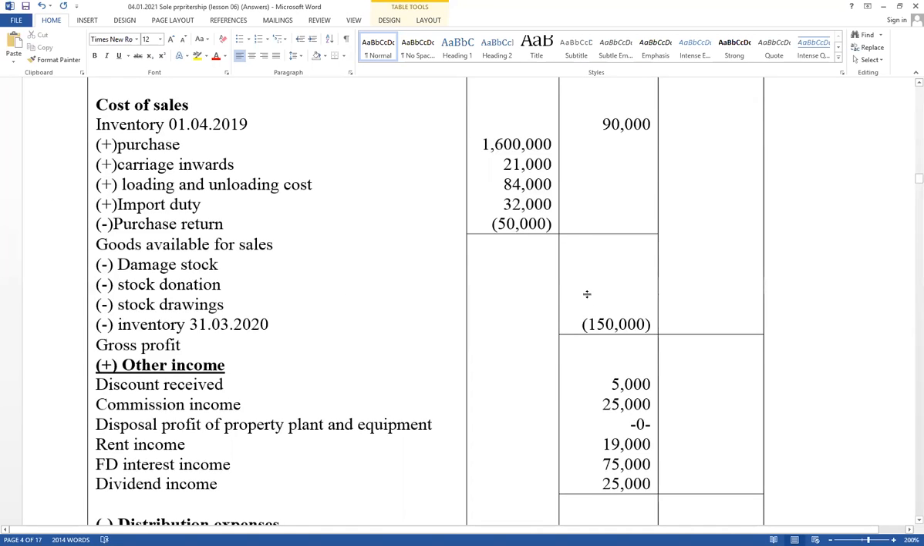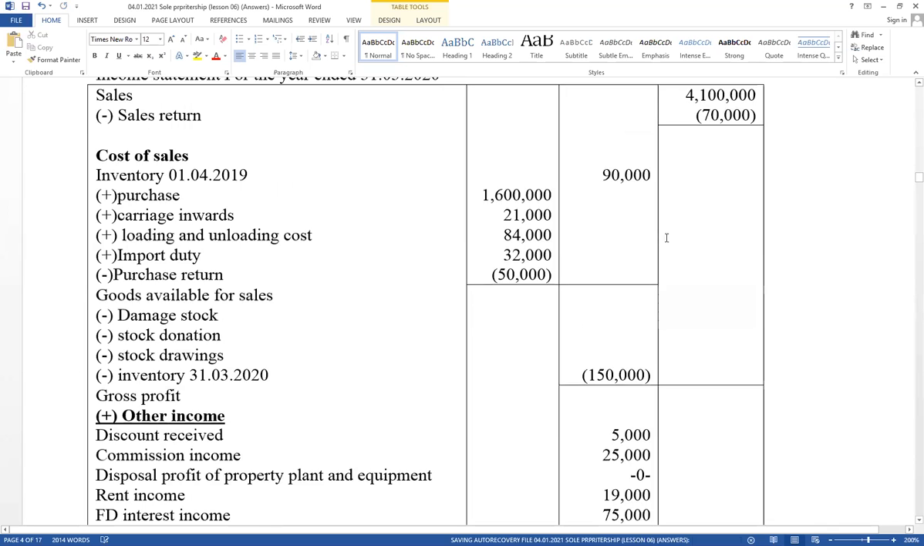This one is very important. Here we deduct if it has given additional information. But in this example, it has not given damage stock, stock donation, stock drawings under additional information. Therefore, here no need to record. Here we record only if they are in the additional information. What are they? Stock drawings, stock donation, damage stock. And closing inventory cost value.